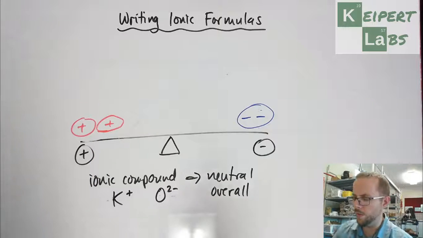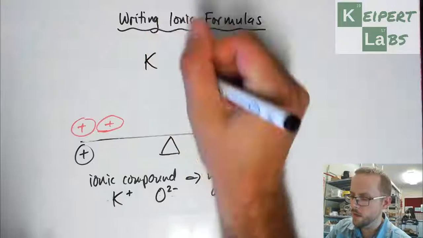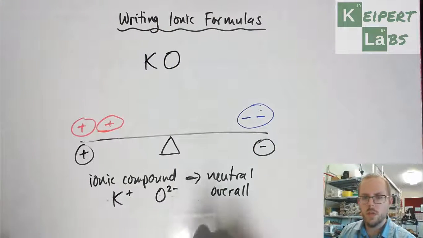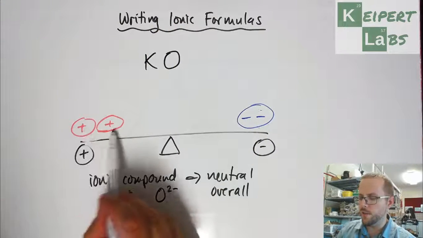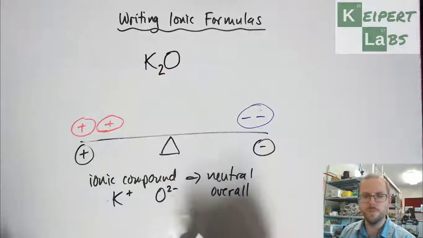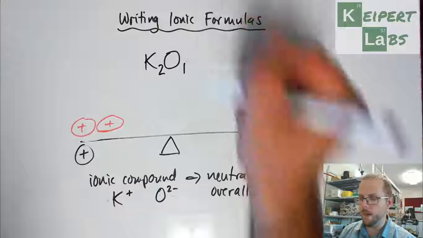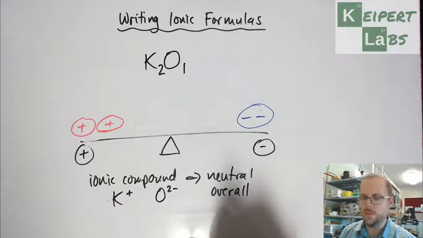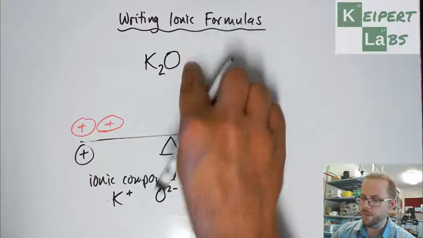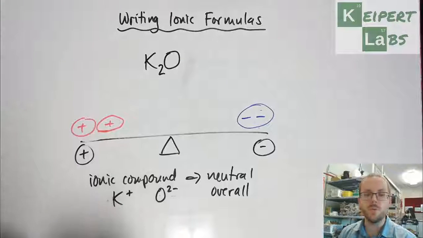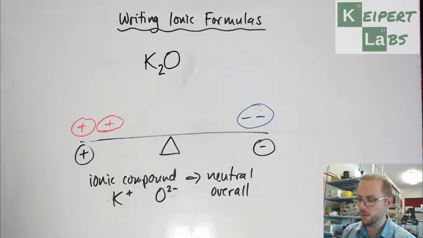So what I would write then is I've got the symbol for potassium, and I've got the symbol for oxygen, and I want to show that I have 2 of these. So I'm going to put a subscript of 2 after my potassium. Now, I could also write my subscript of 1 over here, but again, we said that if it's 1, I don't need to write that. Okay, and so this is the formula for that compound, which is called potassium oxide.